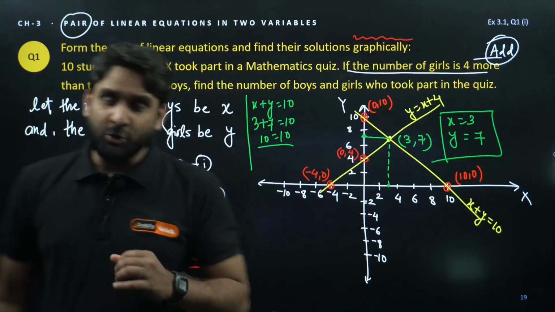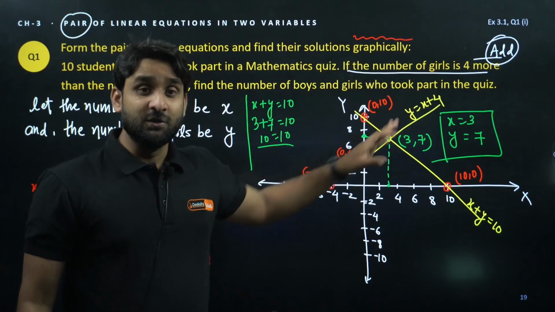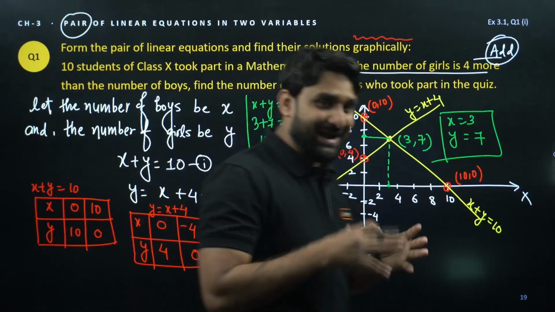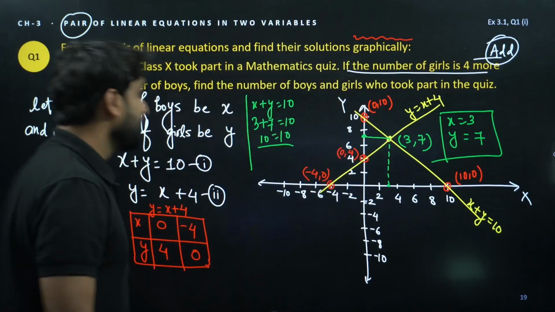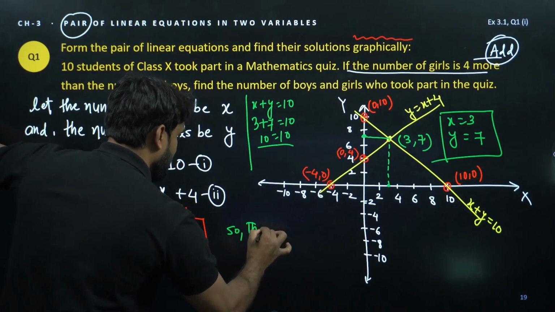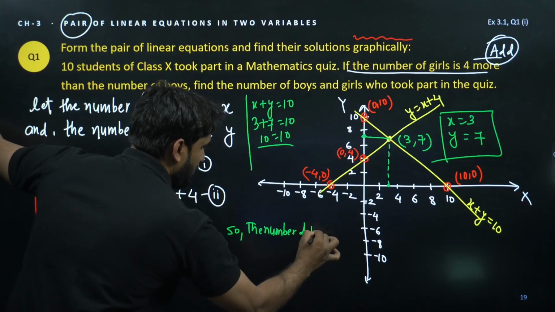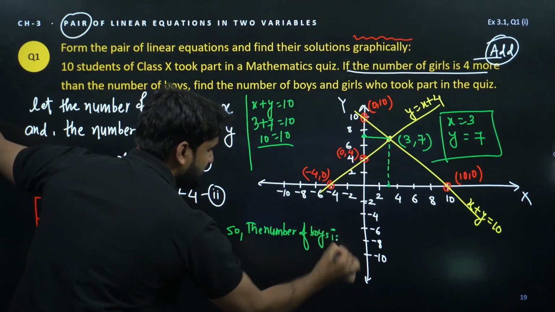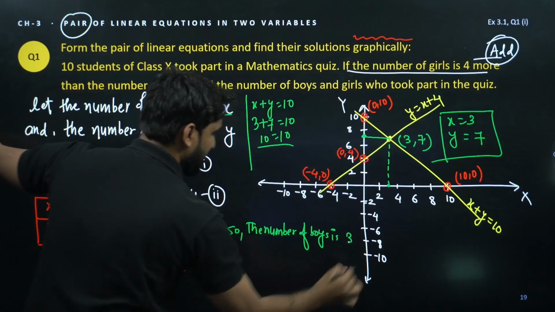But don't become so excited, because the question is asking to find the number of girls and boys. Whenever you are solving a question, at the end please make sure to write the correct answer in words. So what will be the correct answer in words? The number of boys is x, and x we have is 3.